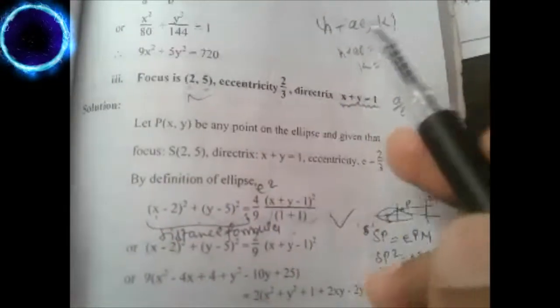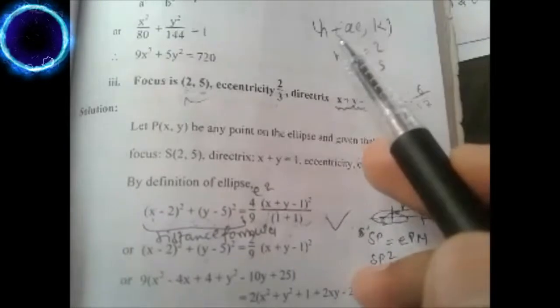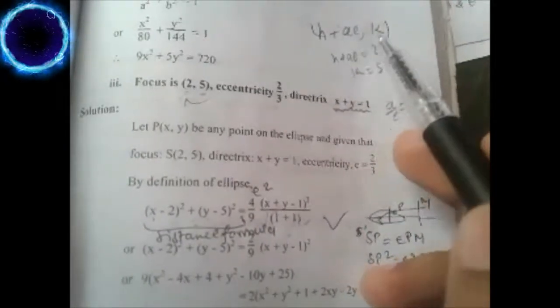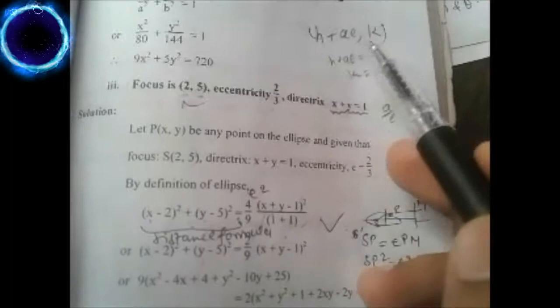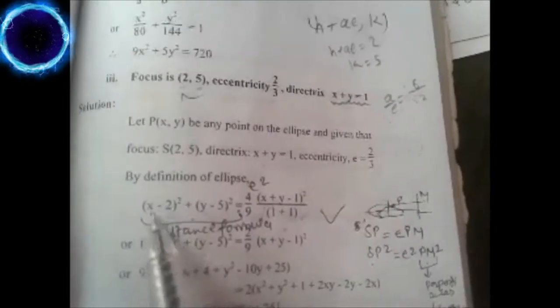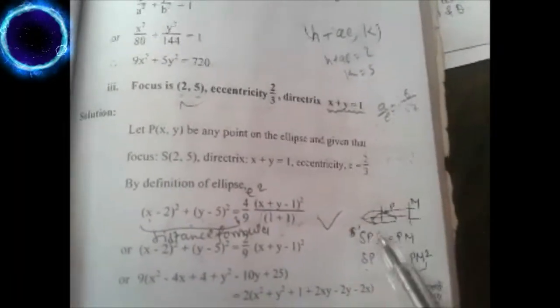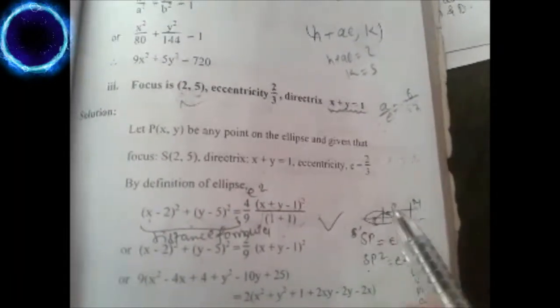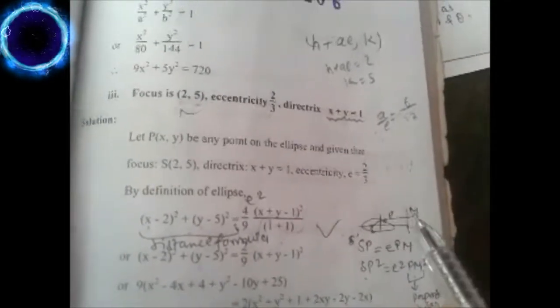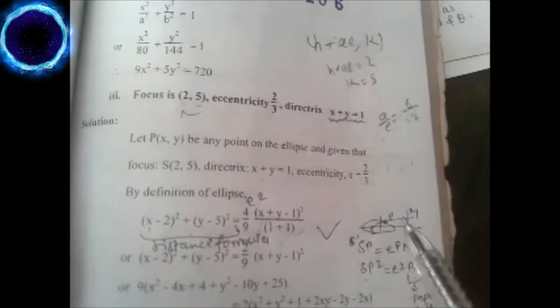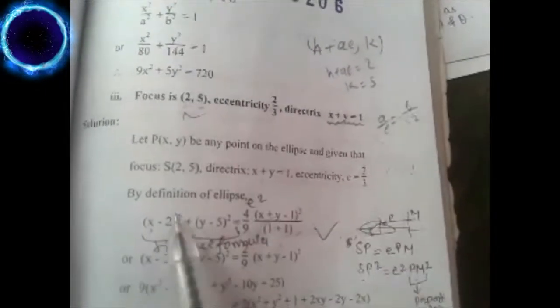That means it has both h plus ae comma k or ae comma h plus k. So what we do, we go by the definition of ellipse. This is written. If you understand this, you will understand overall. What is this? This is the distance formula. This is the ellipse and this is the focus S. This is point P(x, y) and this is the directrix. This is the perpendicular length.